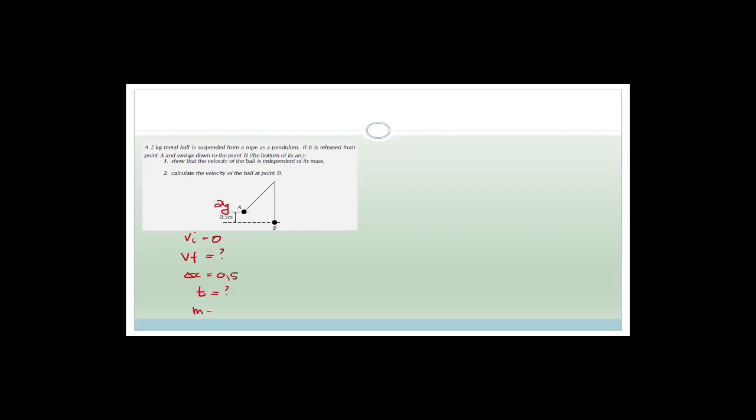mgh. The mass is 2 kilograms and the height is 0.5 meters. Do you agree that when it's just up here, released from point A, it has no kinetic energy? So the mgh is going to be the mass of the object, which is 2, times the acceleration due to gravity, which is 9.8, times the height, which is 0.5. So let's pop that into our calculator, shall we?